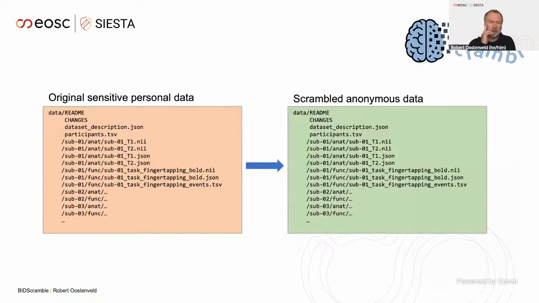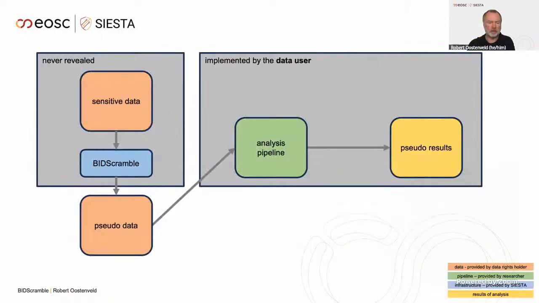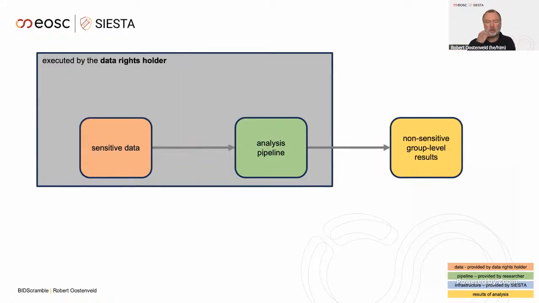So what BidScramble does is it takes the original potentially sensitive personal data in BIDS format, and it creates a scrambled anonymous data representation out of this, where all the files and the whole directory structure remain intact. So the scrambled anonymous data can be shared with the data user, and that means that with this pseudo data, the data user can implement the analysis pipeline, and once this analysis pipeline has been implemented, it can be handed over to the data rights holder, and the data rights holder then can apply the analysis pipeline to the real sensitive data, can review the results, and then can subsequently share those results with the data user, because at that moment, it's the data rights holder that can assess that there are no sensitive group level results being outputted by the analysis pipeline.